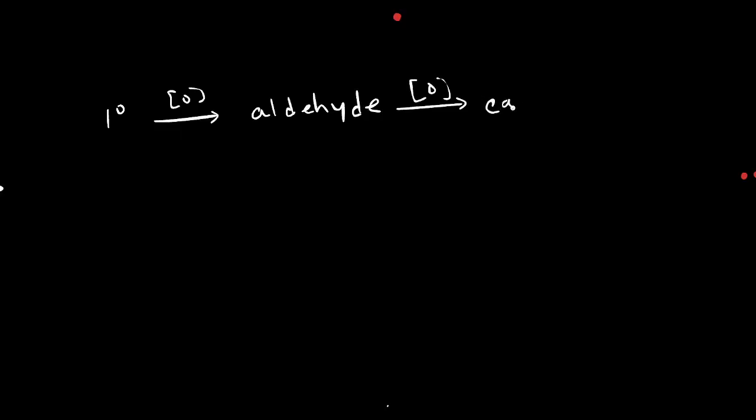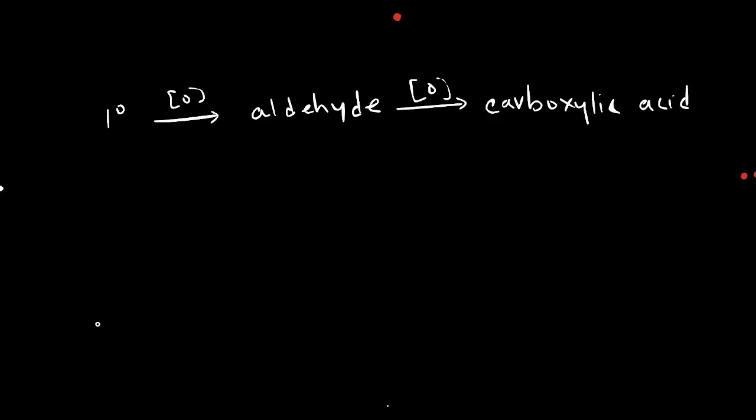Previously, we talked about how we're able to oxidize alcohols in order to form different carbonyl compounds. We saw how we can take a primary alcohol and oxidize it to produce an aldehyde, which if we then undergo another oxidation reaction, we are able to generate a carboxylic acid.